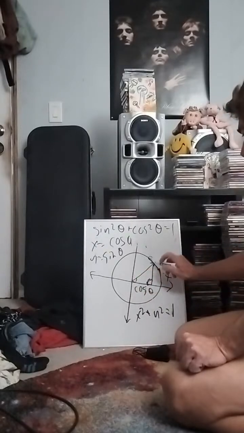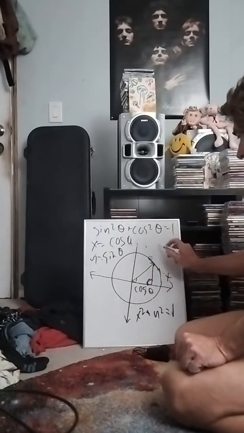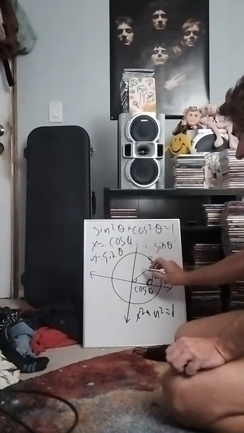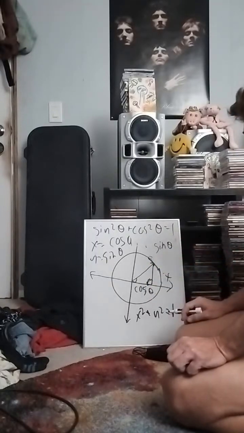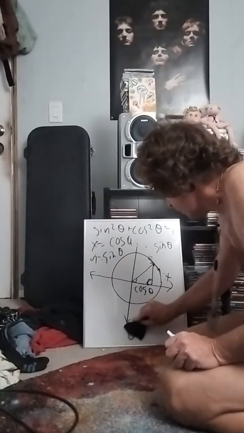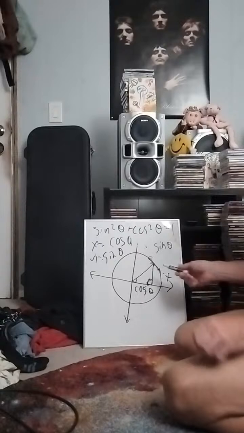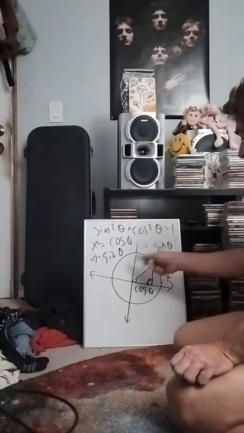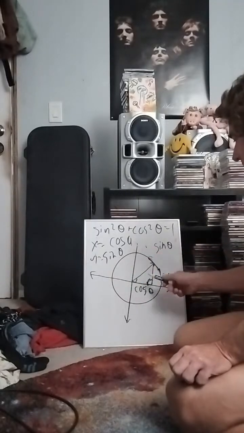And then the y part would be sine theta, because the sine is defined as the opposite side over the hypotenuse. In this case, the hypotenuse is 1, so sine theta is the y value. Since cosine squared theta plus sine squared theta equals 1, that's the equation of a circle. So it's going to go around and around.